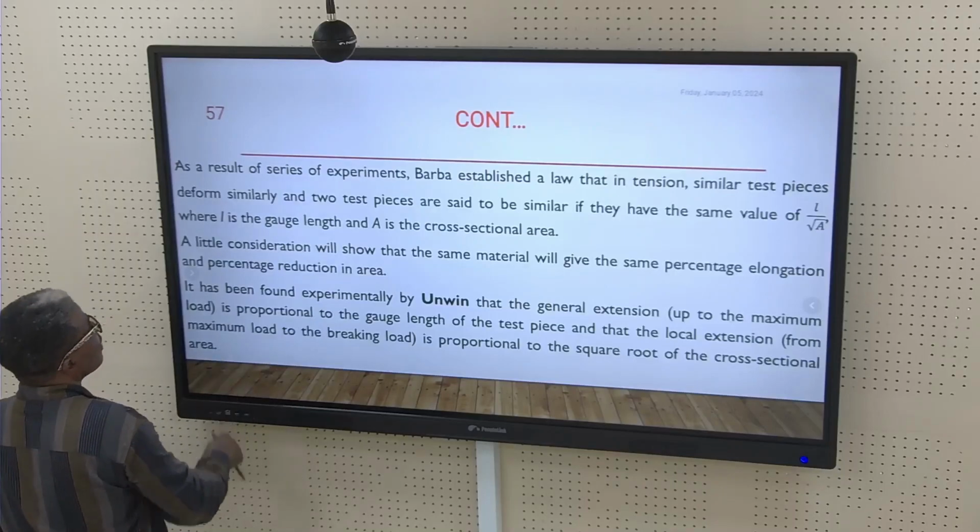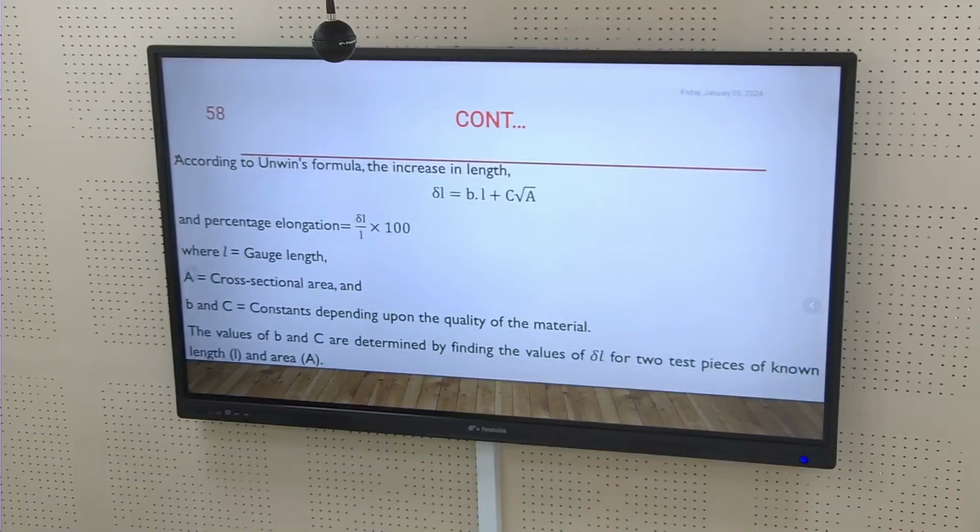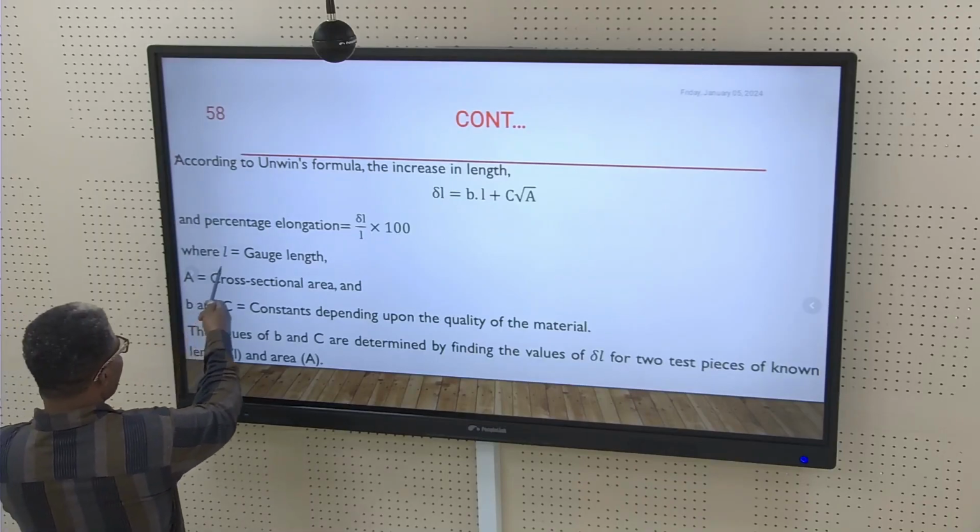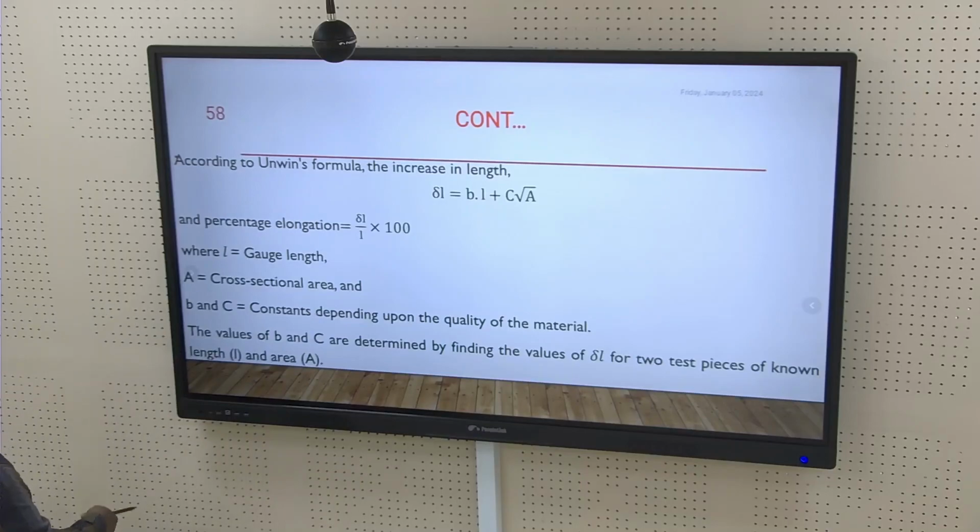Let's see. According to Unwin's formula, the increase in length, that is the change of length, can be determined by the formula, where L is the gauge length or original length, A refers to cross-sectional area, and B and C are constants depending upon the quality of the material. The values of B and C are determined by finding the values of change in length for two test pieces of known length L and area A.